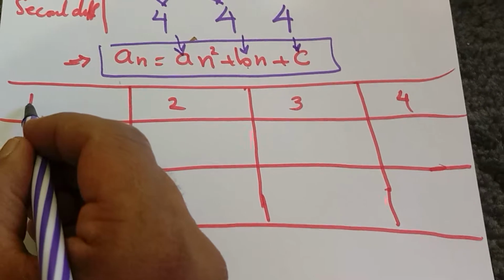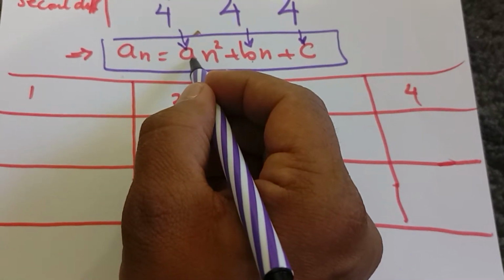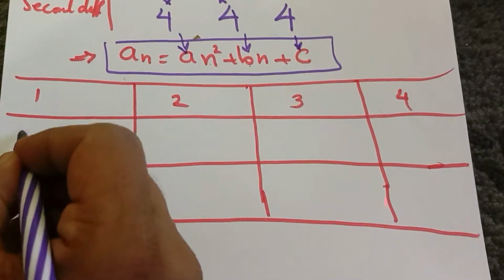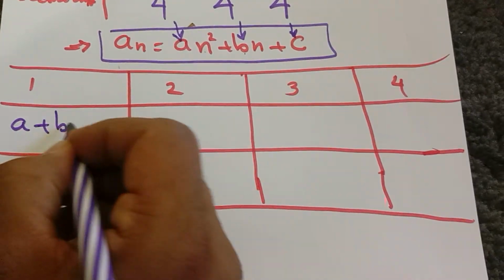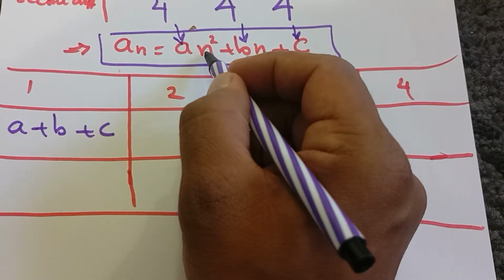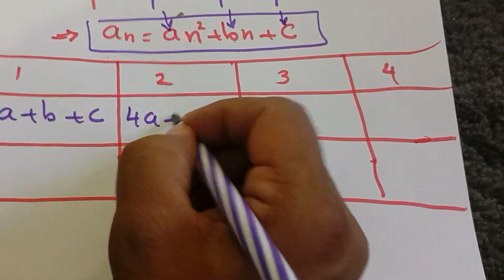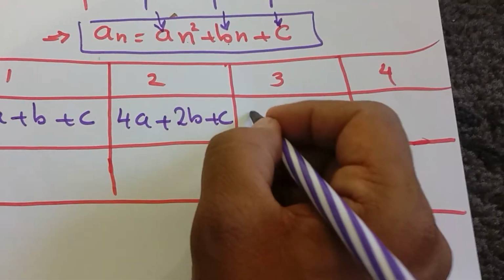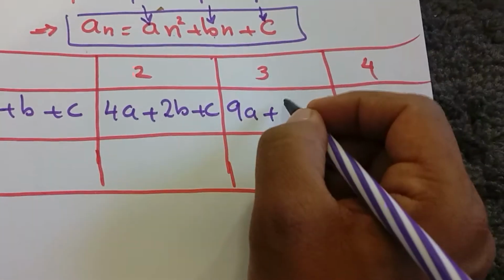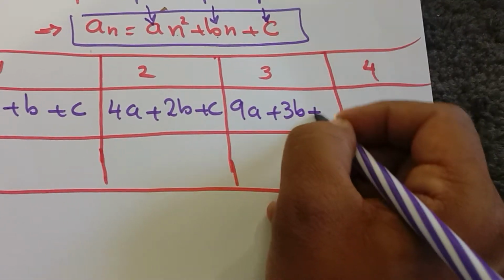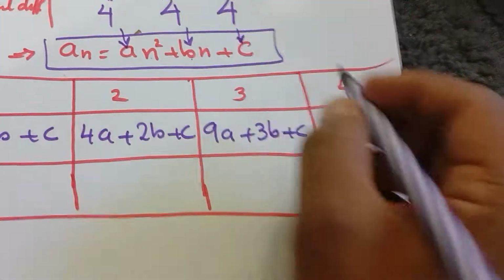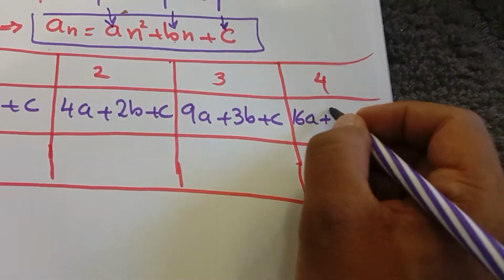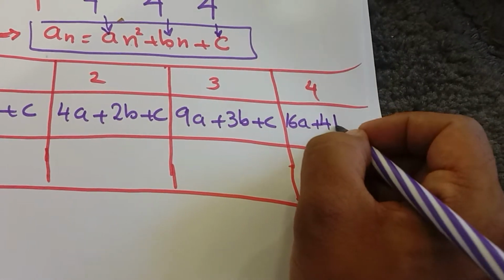Okay, let's go for the first term. The first term is with n equals 1. So if you substitute 1, you get 1 squared, 1. So that is just a, and here is b, and here is c. If you substitute n equals 2, you get 4, so that's 4a, then 2b plus c. If you substitute 3, you get 9a, then 3b plus c. If you substitute 4, you get 16a, and that is 4b, and because n equals 4, plus c.